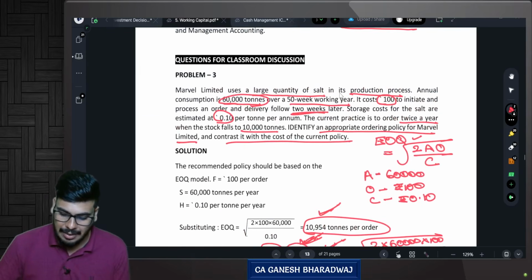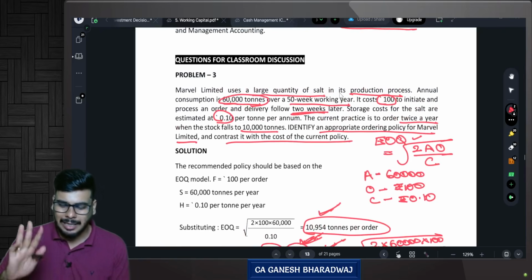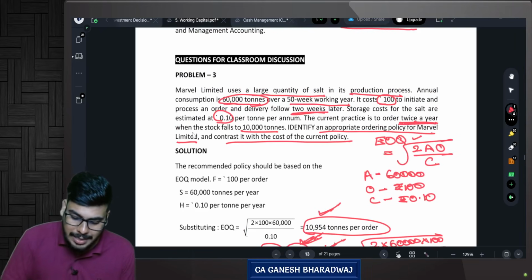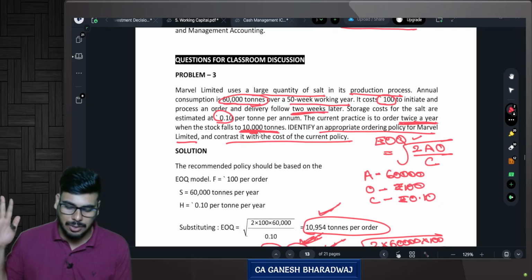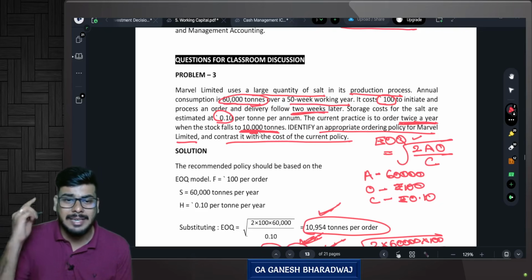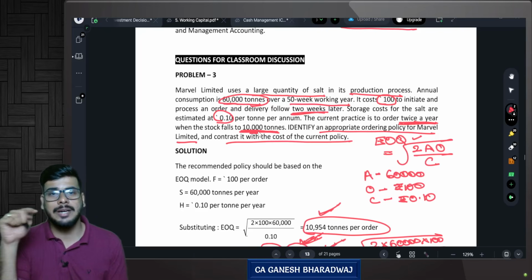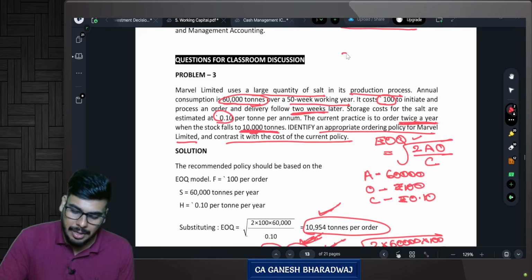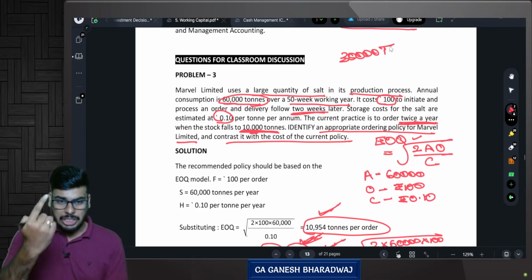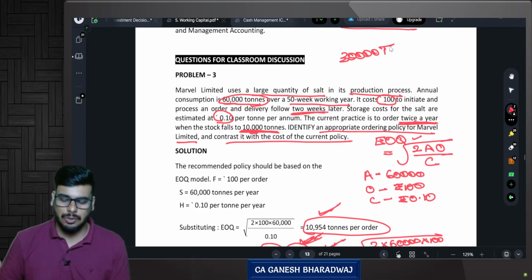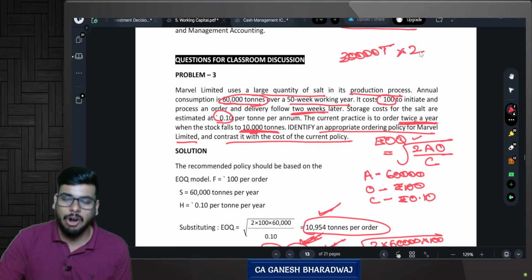Now what they are given, currently what the company is doing, the company is only ordering twice a year, and that too when the stock balance falls to 10,000 tons. So which means in a year they place an order only 2 times. So every time they place an order, for how many tons? 30,000 tons. Yes or no? So in one order that is 30,000 tons, and like that in a year they are ordering twice.